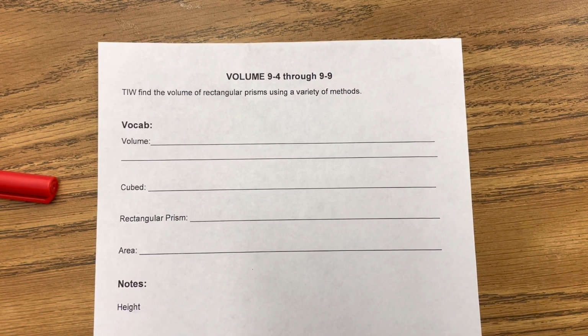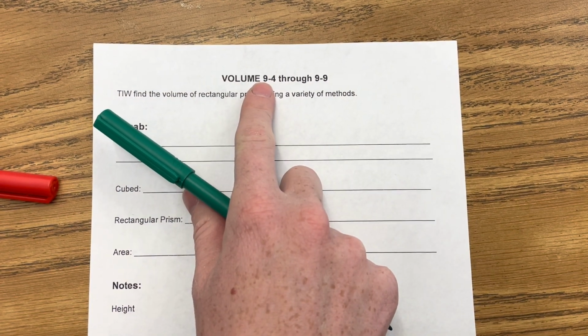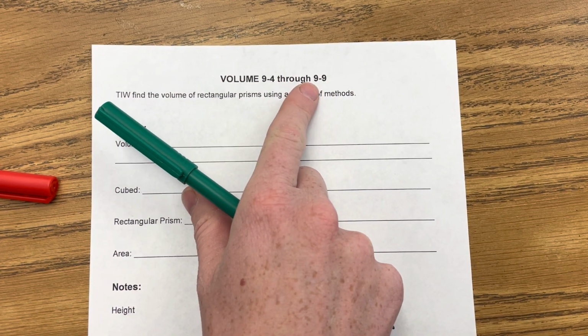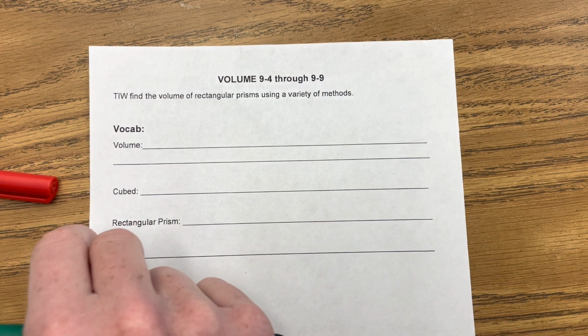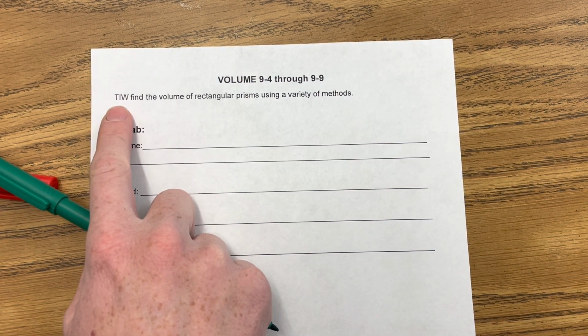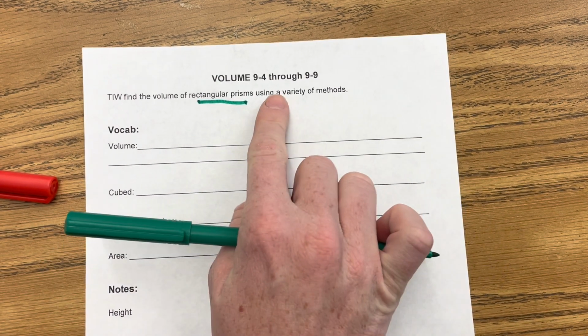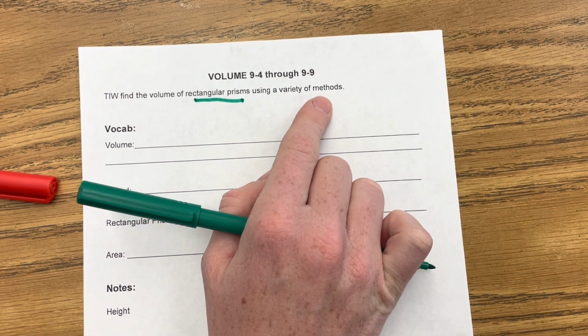Hi class. So our last lesson was on geometry and shapes. Today we're on geometry, but we're going to be looking at volume. So this is found in Swun 9-4 through 9-9. Last lesson we had a lot of vocabulary. This one we have a little bit of vocabulary, and then we're actually going to be solving for volume. So our goal today is: I will find the volume of rectangular prisms using a variety of methods.